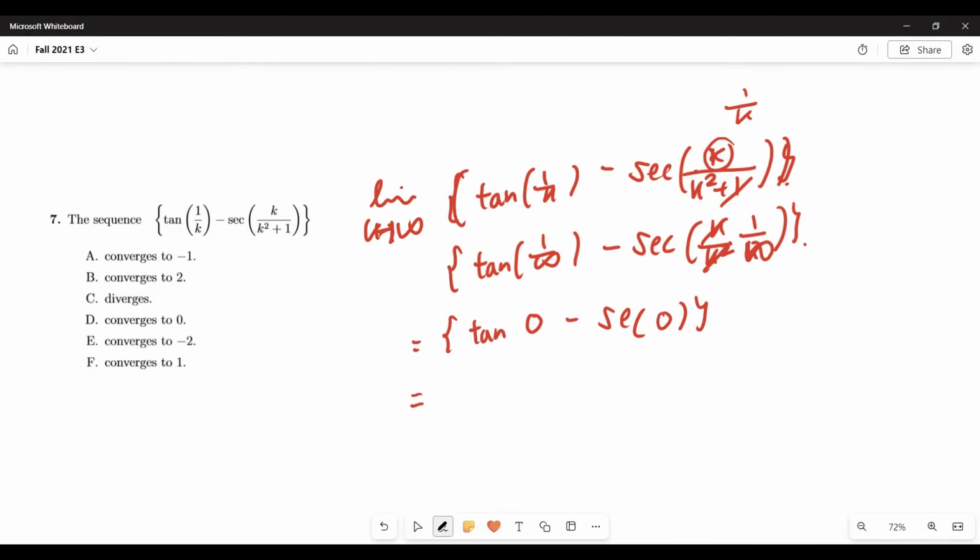Okay. So tangent of 0 is 0. So secant of 0 is going to be 1. So it converges to -1. So the answer is A.